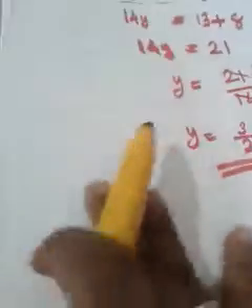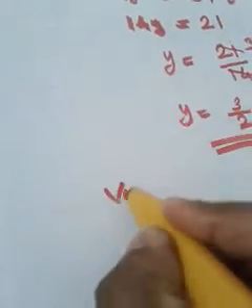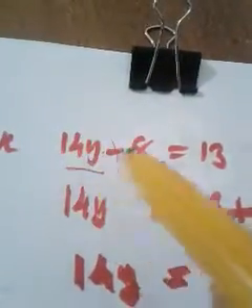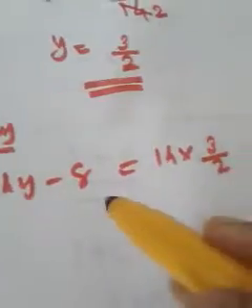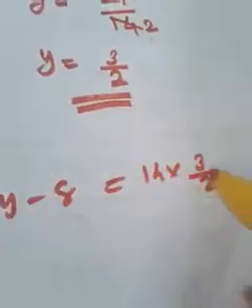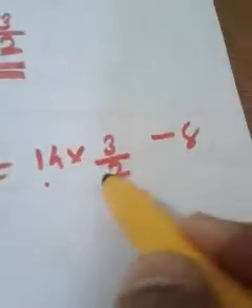And how can we verify? In order to check, once we calculate 14y minus 8, we have to get 13. So 14y minus 8 is nothing but 14 into y, and y is 3 by 2. So it is 14 into 3 by 2 minus 8.